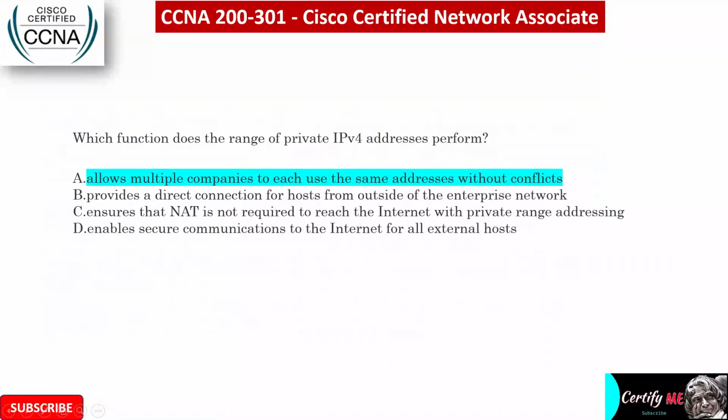Next question. Which function does the range of private IPv4 addresses perform? Option A. Allows multiple companies to each use the same addresses without conflicts. Option B. Provides a direct connection for hosts from outside of the enterprise network. Option C. Ensures that NAT is not required to reach the internet with private range addressing. Option D. Enables secure communications to the internet for all external hosts. The correct answer is option A.